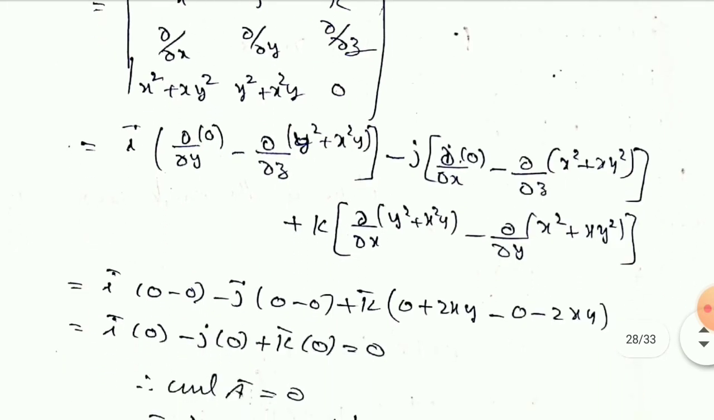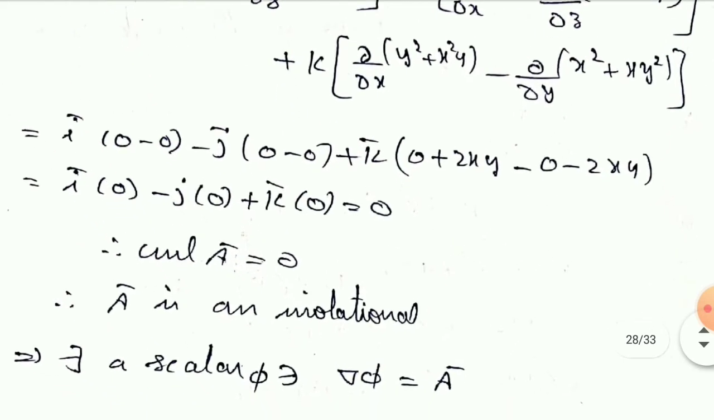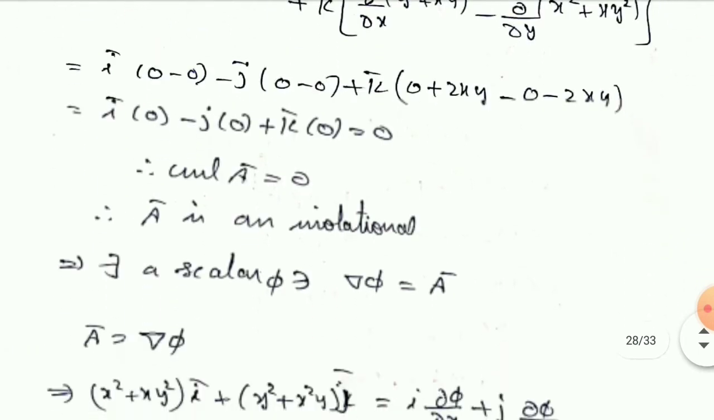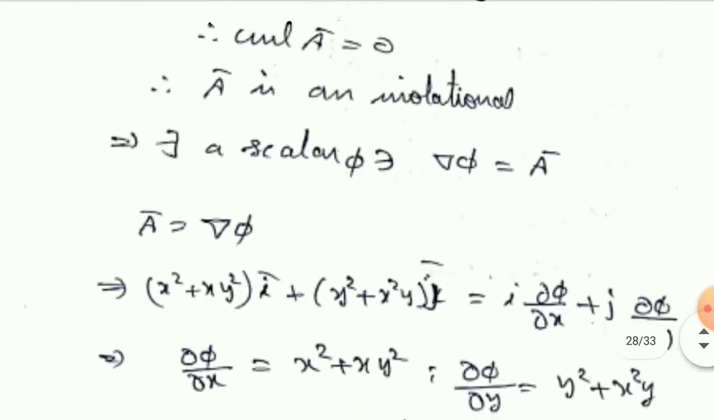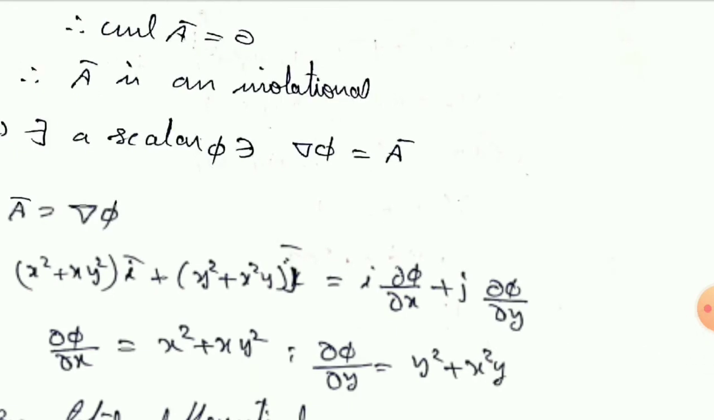So the final determinant answer is nothing but 0. So curl of your A bar is 0. When curl is 0, that vector function is said to be irrotational. When the vector function is irrotational, there exists a scalar phi such that del phi equals that vector A bar. So A bar equals del phi. You substitute that A bar, your given vector function, and that is equal to del phi: i dou phi by dou x plus j dou phi by dou y plus k dou phi by dou z.